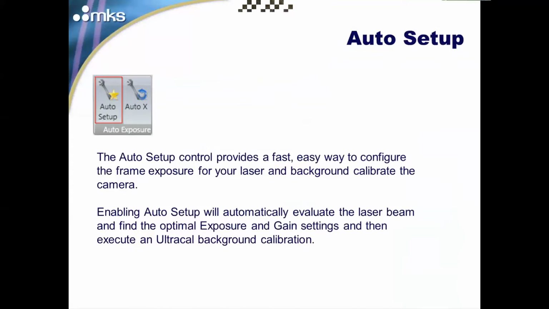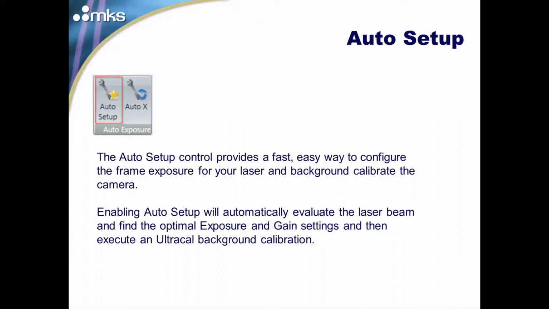There are a couple other tools on the source ribbon. They're quick start features is the intent. One is auto setup. Auto setup will give you a fast, easy configuration of your exposure and gain, and then it will do an Ultracal, which also adjusts the black level and gets your background calibration done. If your laser and your optical attenuation is already in a good place, then auto setup will just get you there, collecting data that much faster.